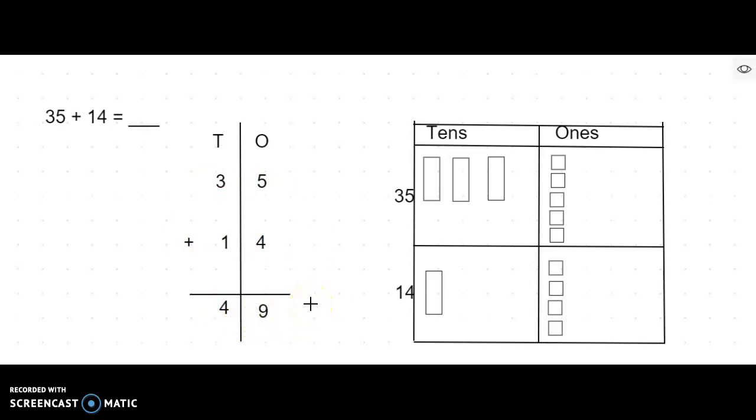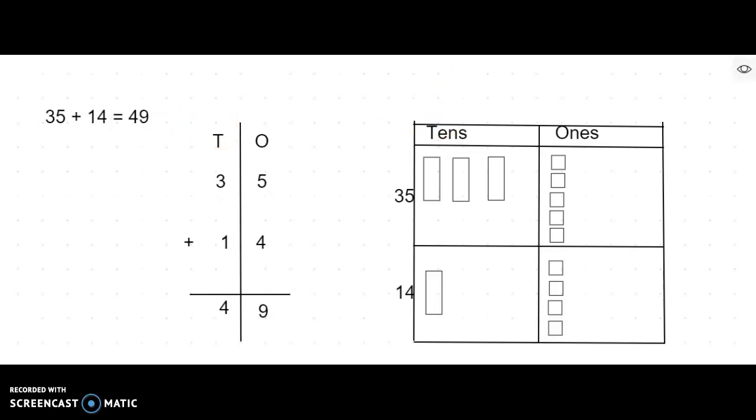So what number is 4 tens and 9 ones? It's 49. That's right. 35 plus 14 is 49. I added together my ones and then my tens with the help of my picture chart, and I was able to determine that 35 plus 14 equals 49. You girls did really well with that.